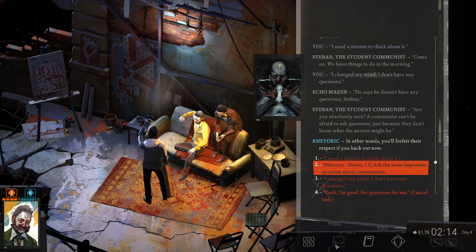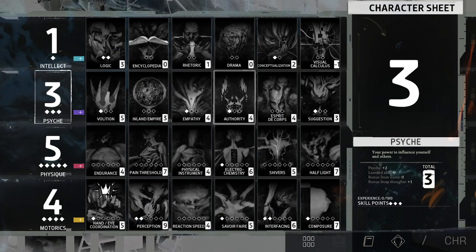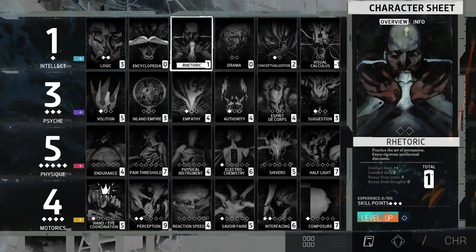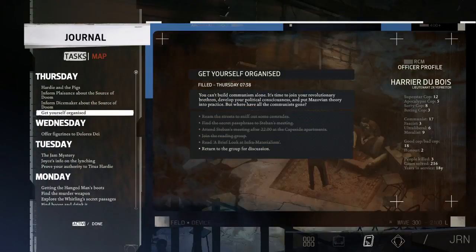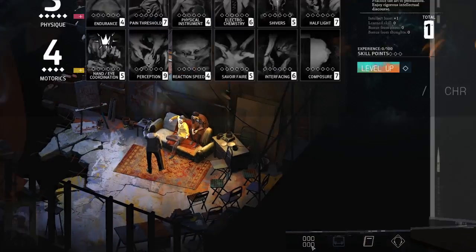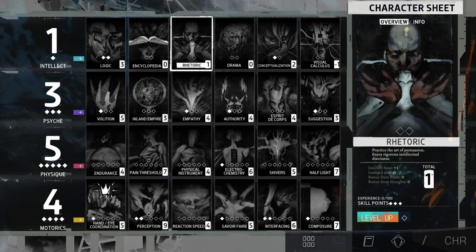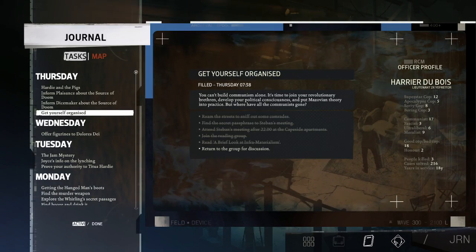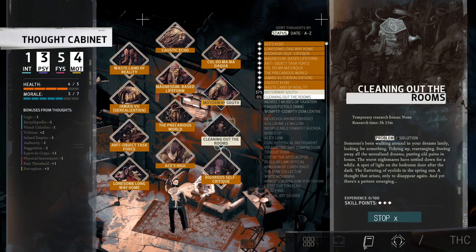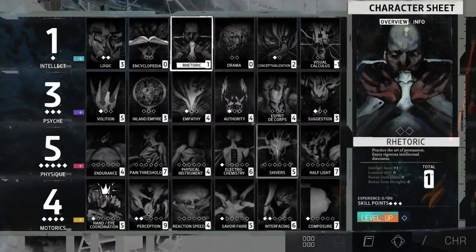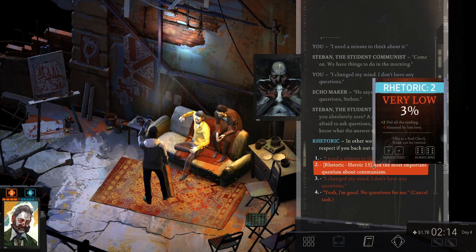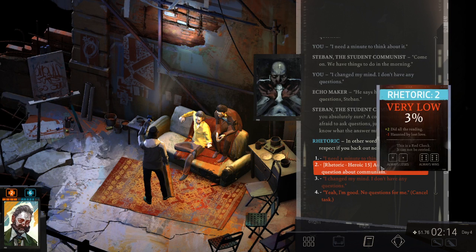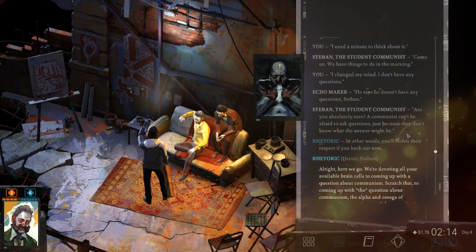Our rhetoric is so low, though. It sucks. Oh, what should I do? What should I do? Oh, I wish I could boost my rhetoric right now. Frick. I could put in a skill point. I have 3. Well, let's level it up at least once. See if that helps. No, it didn't help at all. Alright, here we go.